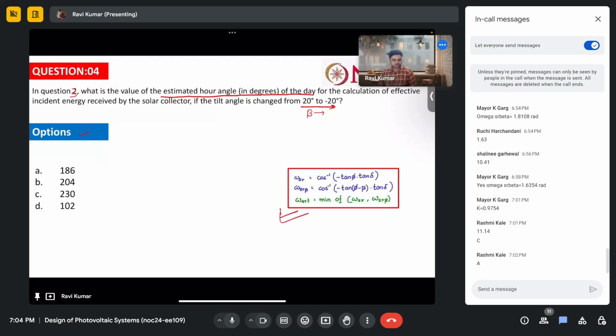For your simplicity, these are the formulas which we utilized before. So you have obtained one. Let me write beta. Here it was 20 degree. Here it was minus 20 degree. So what was the omega SR for this 20 degree? I think it was around 102, and omega SR beta was around 93. For minus 20, just calculate. Omega SR will be the same, 102, because there is no component of beta here.